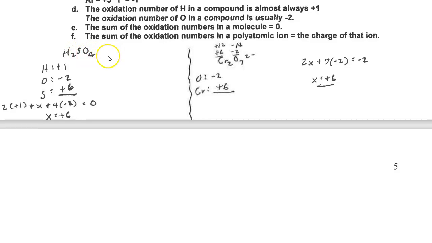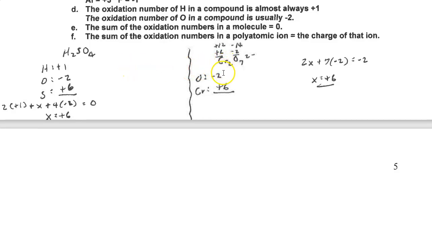Now, what if I didn't know 2 of them in there? Well, then I'd be out of luck because I can't do that. But if I know everything but 1 of them, then that's how I figure out what the oxidation number of the other one is. And that's how you deal with the ones that don't have a rule. Want to try another one?